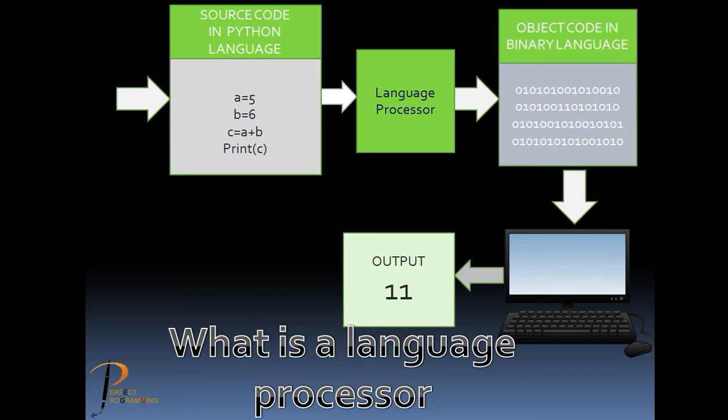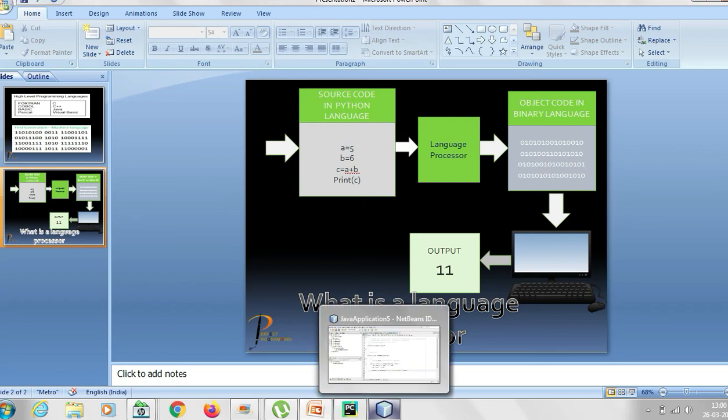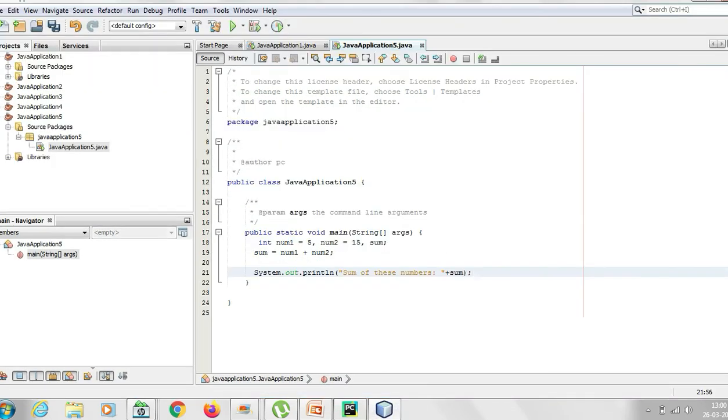There are different types of language processors. I have already told you: compiler, assembler, interpreter. Some languages are interpreter based and some languages are compiler based. For example, I have written this code in Java. This code will get converted into low-level language with the help of a compiler, because Java is a compiler-based language. This source file will get converted into low-level language with the help of the Java compiler.